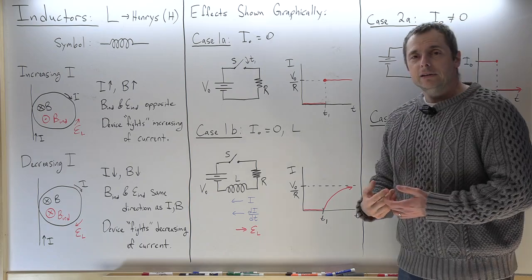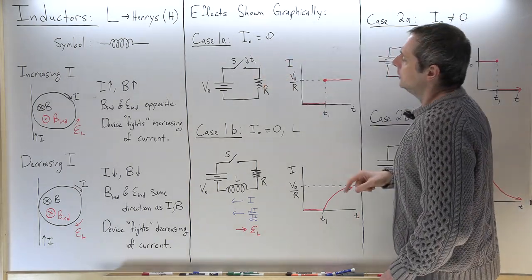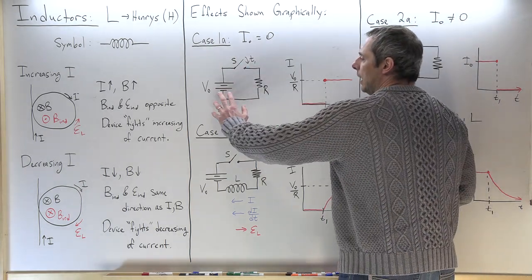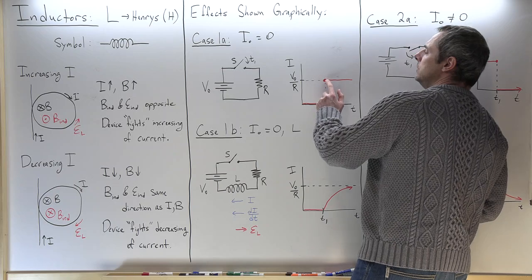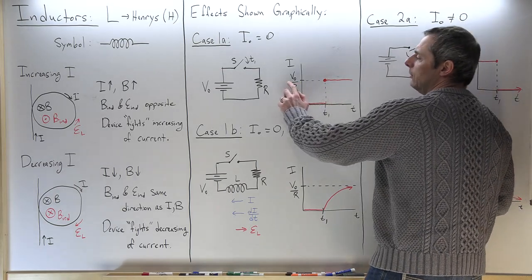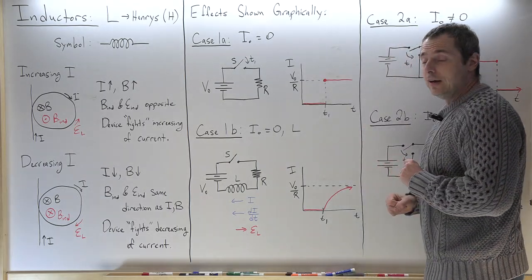Now, without an inductor or without an inductance in the circuit, as soon as this switch taps down here, we've got Ohm's law, I equals V over R, and the current shoots up instantaneously and becomes whatever amperage V over R is. So the change is nearly instantaneous.